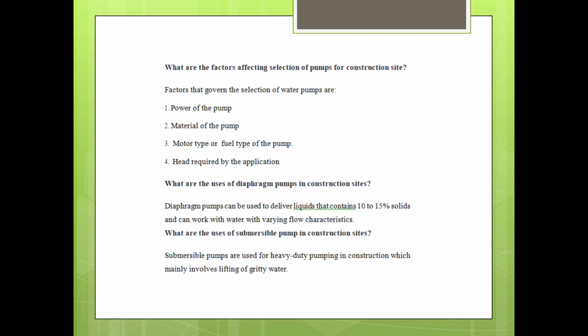What are the uses of diaphragm pumps in construction sites? Diaphragm pumps can be used to deliver liquids that contain 10 to 15% solids and can work with water of various flow characteristics. What are the uses of submersible pumps in construction sites? Submersible pumps are used for heavy duty pumping in construction, which mainly involves lifting gritty water.